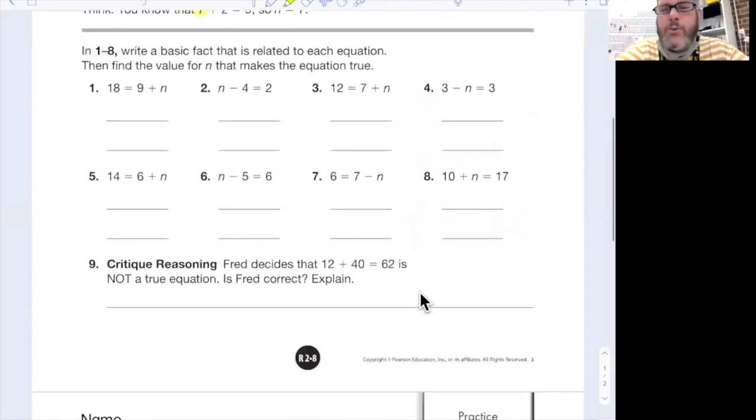As we go through the reteaching page, I will explain how we get all the answers, but I want you to pause it after I give you the instructions and try your work first and see what you can come up with, and then come back to me and we'll discuss how to work it.